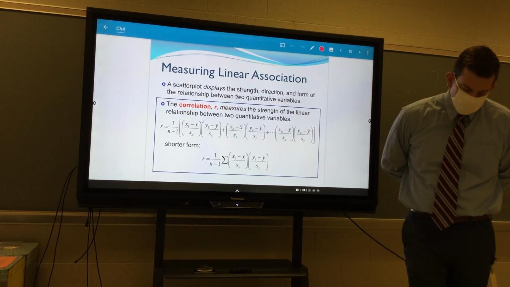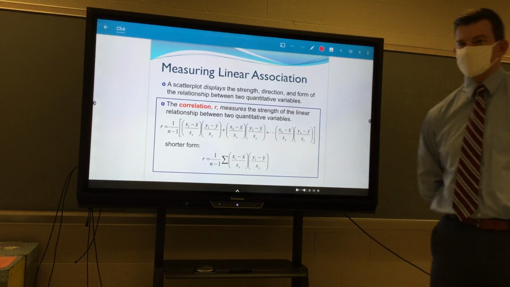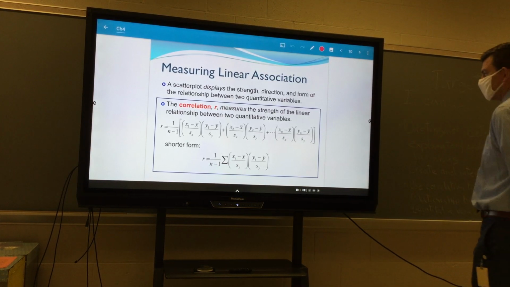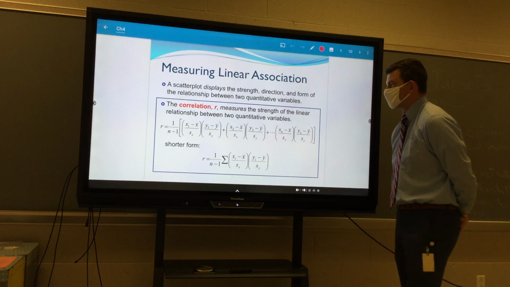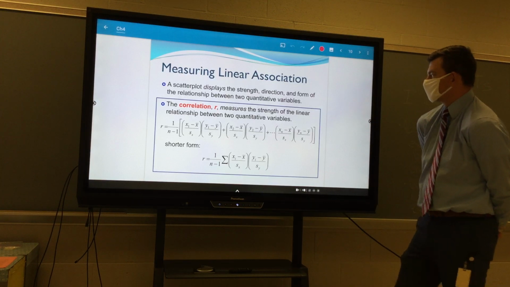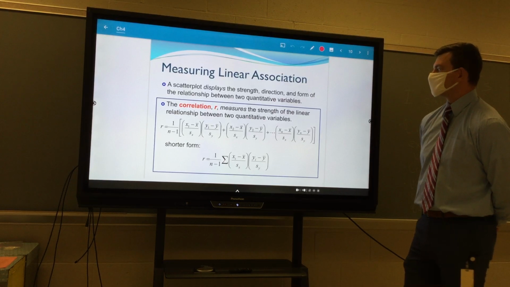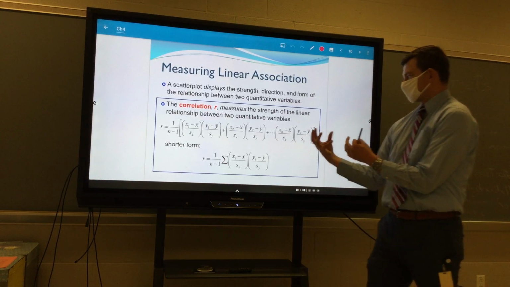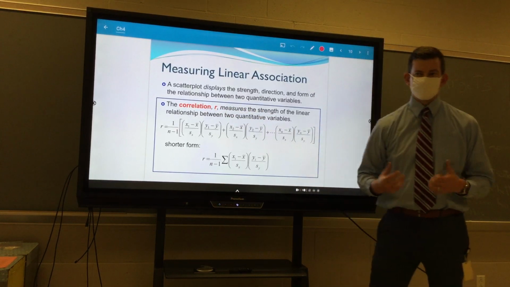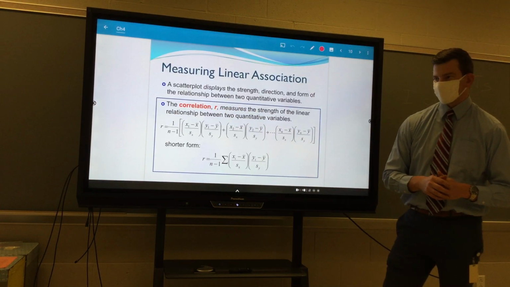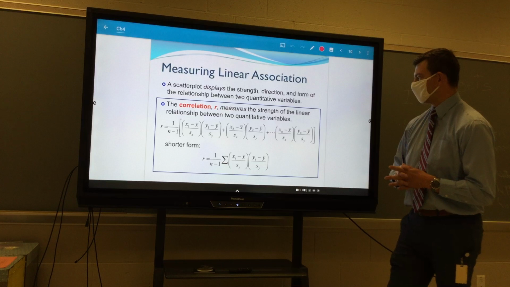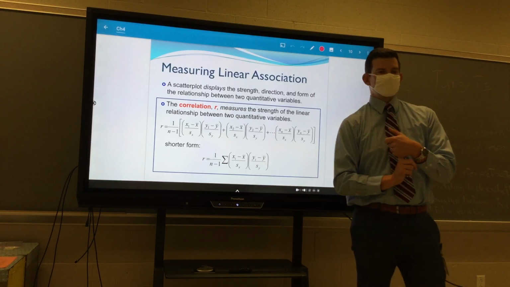Now, to measure a linear association, a scatter plot displays the strength, the direction, and the form of the relationship between two quantitative variables. To measure those three things, we use what's called R, or the correlation coefficient. Okay? I know that you've seen R before. R has a lot of different names.